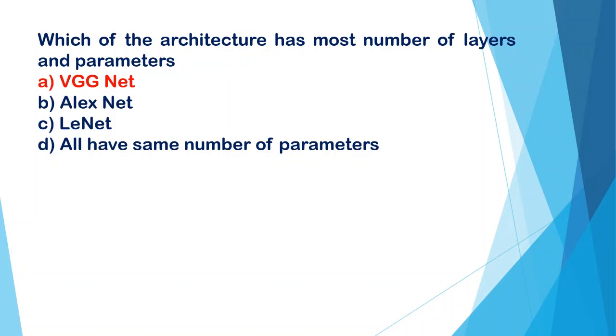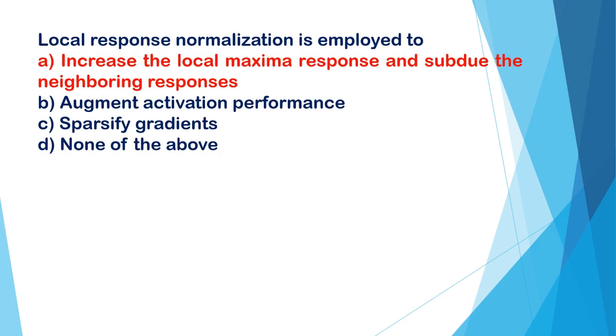Which of the architectures has the most number of layers and parameters? A. VGGNet. B. AlexNet. C. LeNet. D. All have same number of parameters. And the correct option is A. VGGNet.